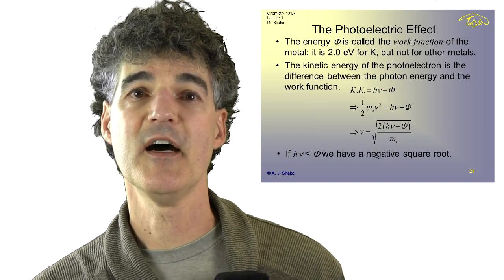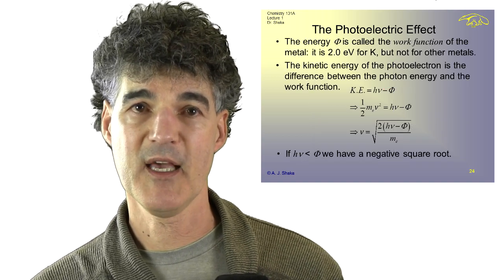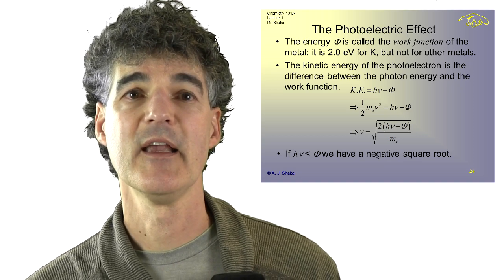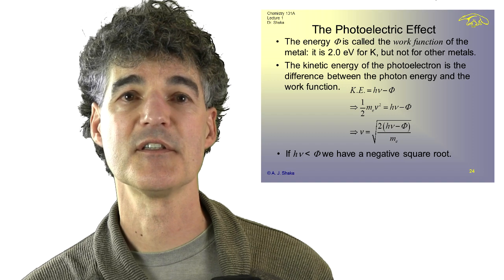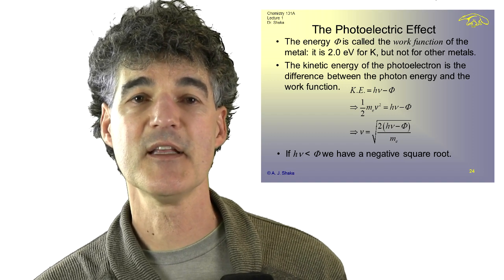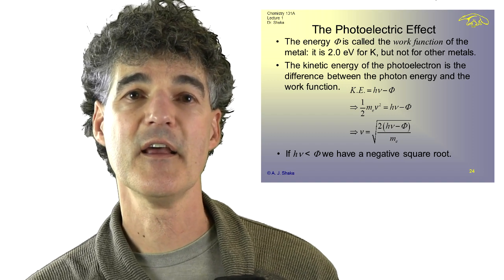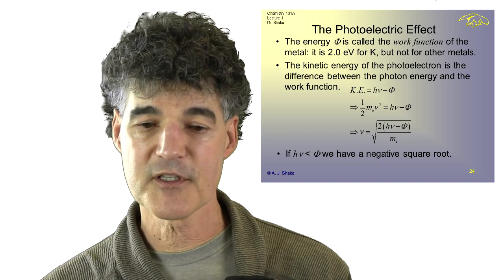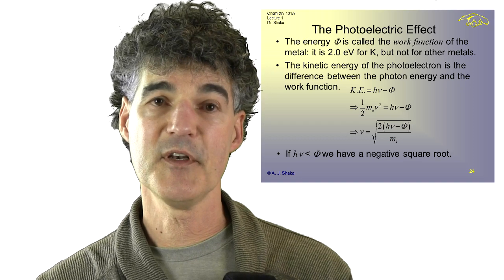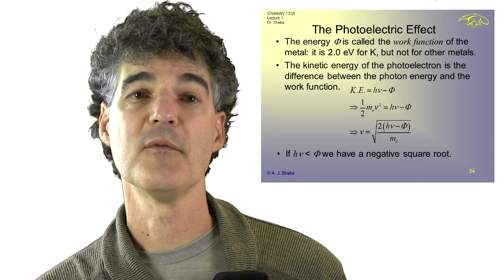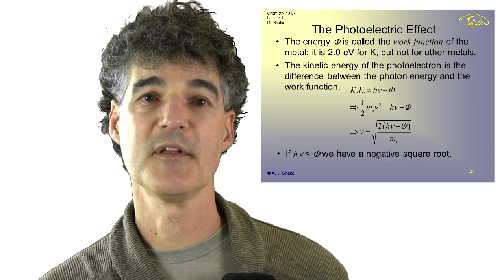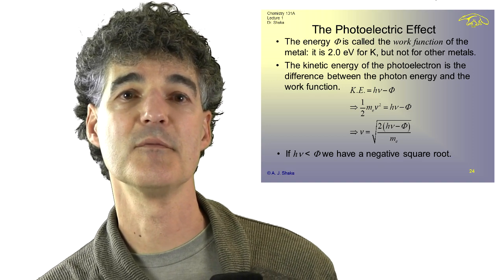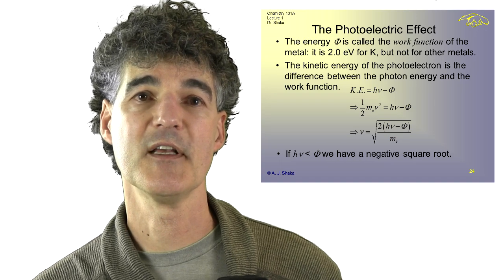And the energy phi is called the work function of the metal. It's 2 volts for potassium, but not for other metals. And the kinetic energy, as I showed, is just the difference. So we can express that in an equation. Kinetic energy of the electron is the difference between the photon energy and the energy to pry it out of the material. And that means that 1/2 mv squared is equal to the difference. And so I can solve for v as a square root of 2 times h nu minus phi over the mass of the electron.